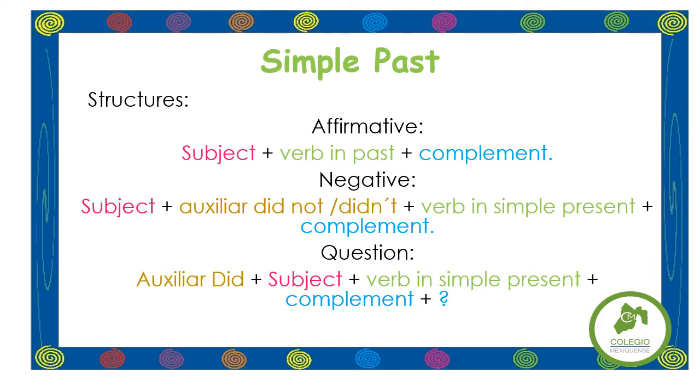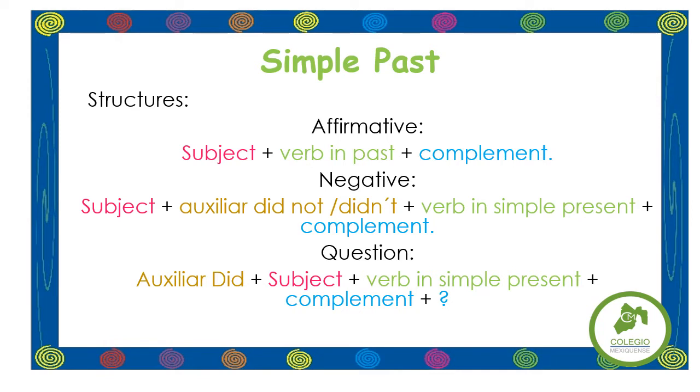Now, negative. Subject plus auxiliary did not or didn't plus verb in simple present plus complement. Now, if you use did not or didn't, both structures are correct. Okay? Now, the last one, question: did plus subject plus verb in simple present plus complement plus question mark.